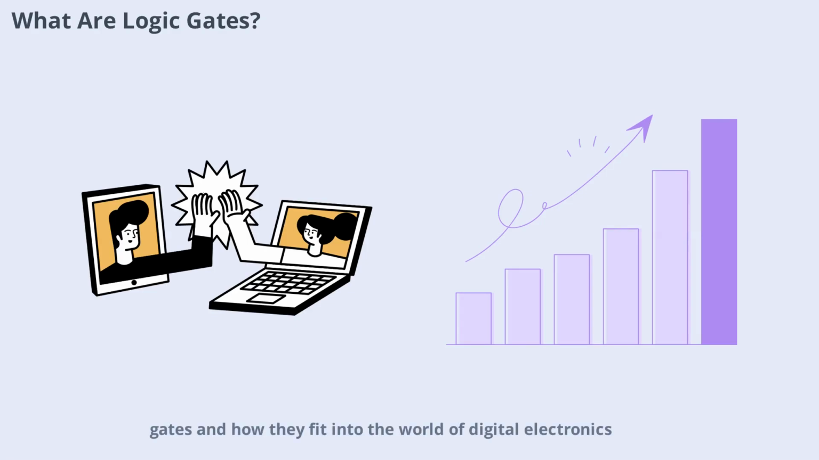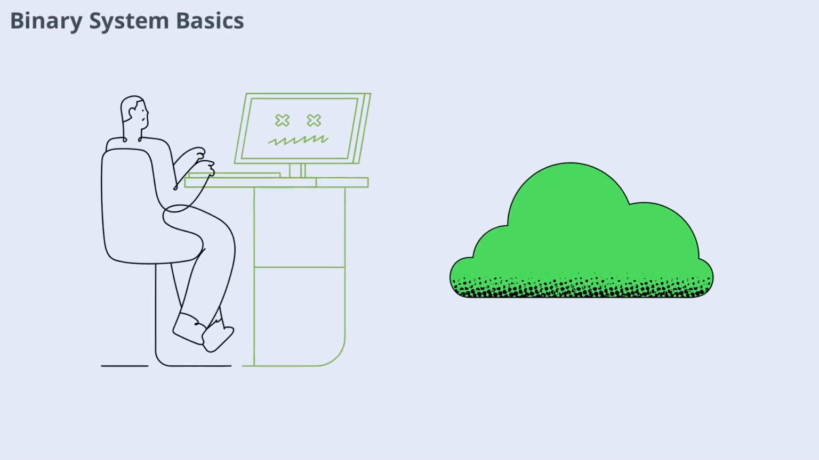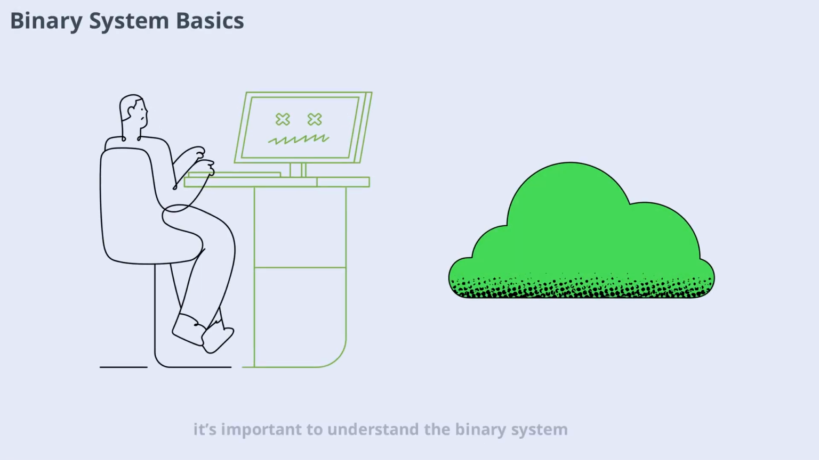world of digital electronics. Before diving deeper into logic gates, it's important to understand the binary system. Digital circuits operate using binary numbers, which consist of only two values, 0 and 1. These values represent the off and on states in electronic circuits. Logic gates use these binary inputs to perform logical operations, making the binary system the foundation of all digital electronics. By mastering the binary system, you'll have a much easier time grasping how logic gates function and how they are used to build complex digital devices.